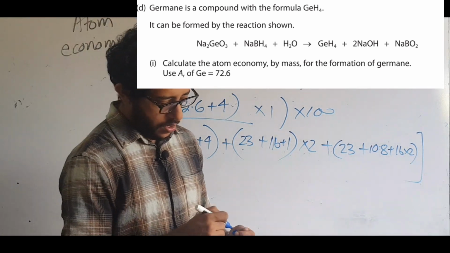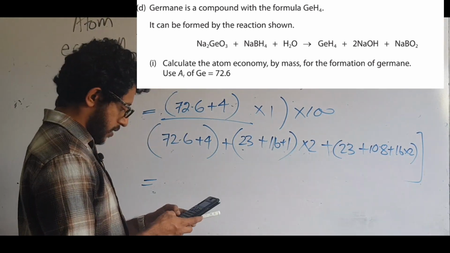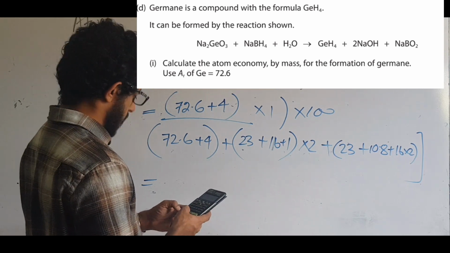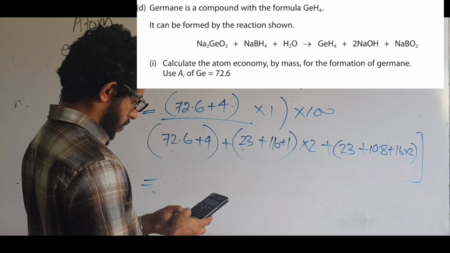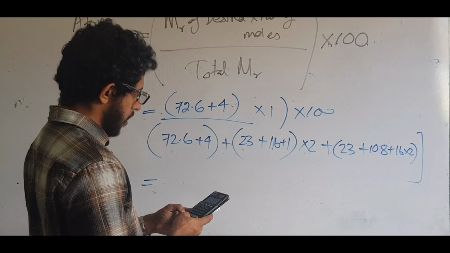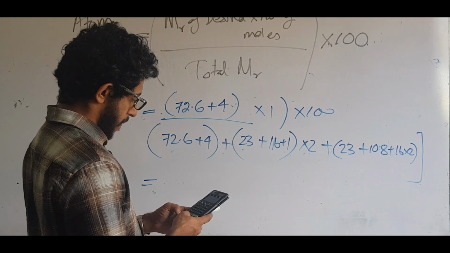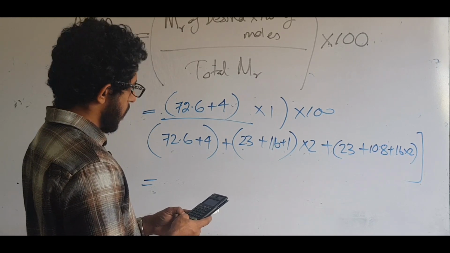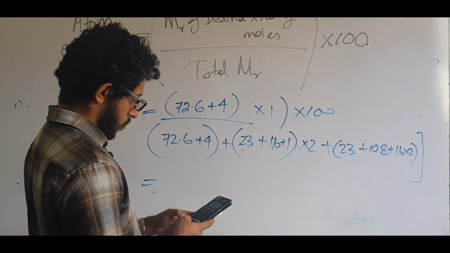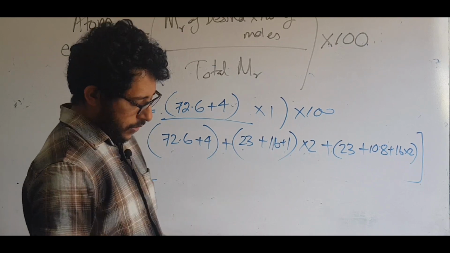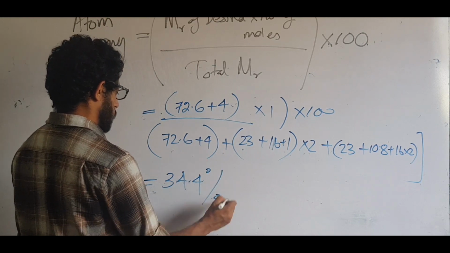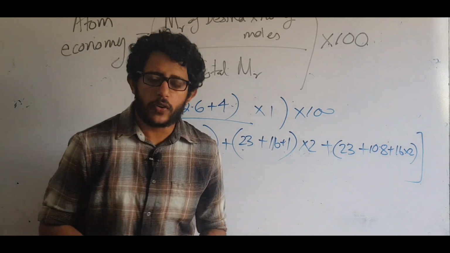So let us see how much you would get here. 72.6 plus 4 divided by 72.6 plus 4 plus 23 plus 17 plus 23 plus 10.8 plus 32. So you get 34.4. So that is how we do the atom economy.